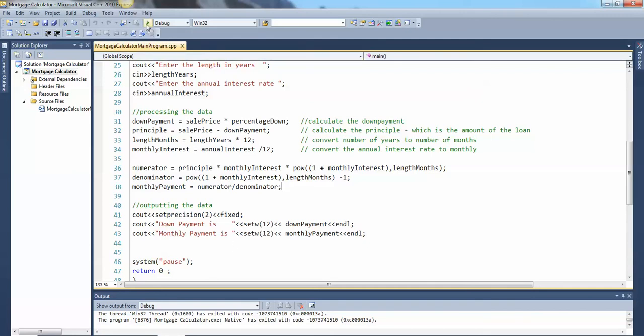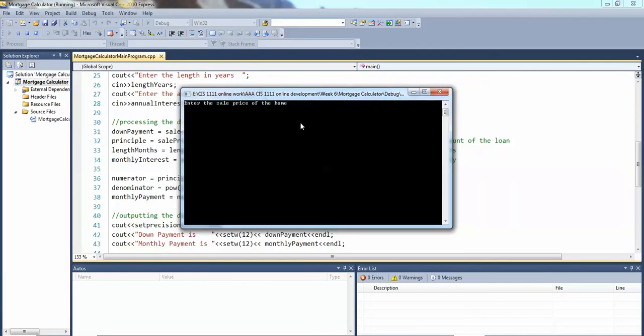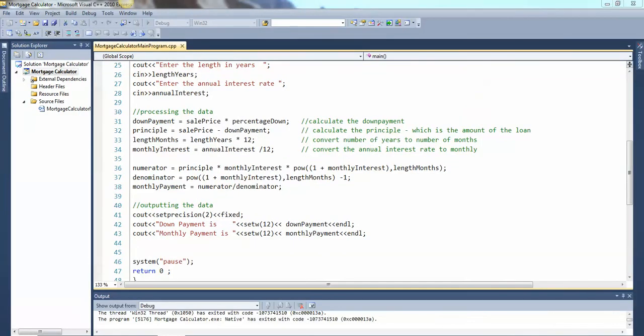Let's test our data. Start debugging, and we are prompted to enter the sale price of the home. We're prompted to enter the percentage down, the length in years, and also the annual interest rate, which is 4%. I click enter, and the down payment is $20,000 and the monthly payment is $381,000. We need to run this again to test for the FHA numbers.